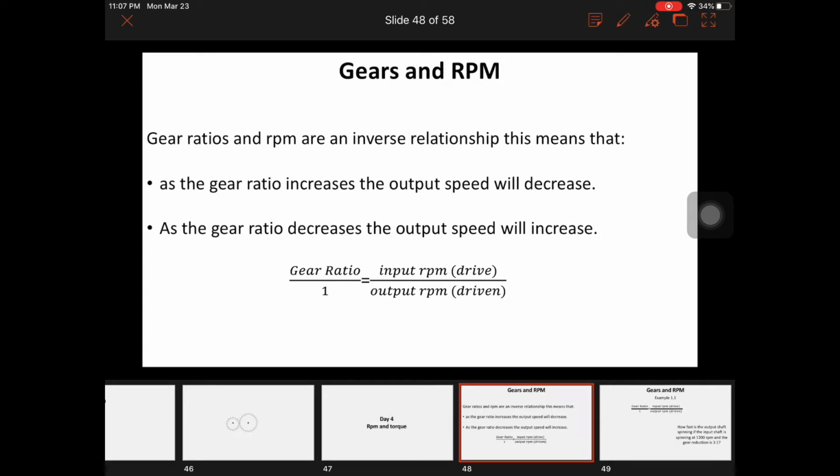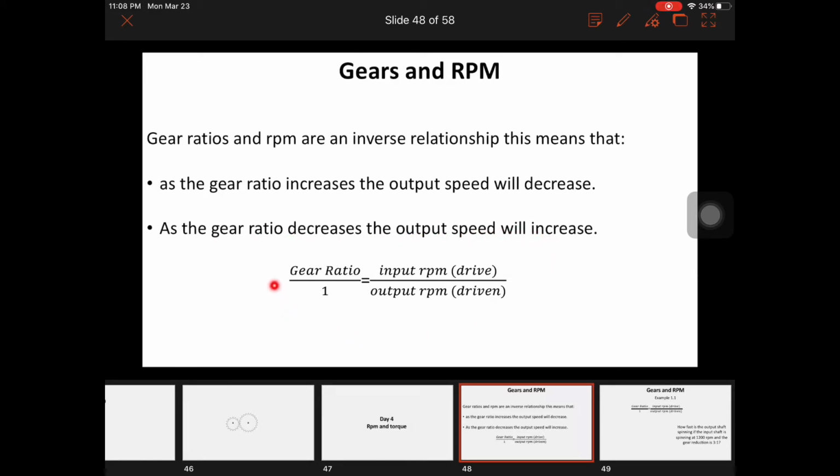So the important thing for us to know is that gear ratios and RPM are an inverse relationship. And this means that as the gear ratio increases, the output speed will decrease. And as the ratio decreases, the output speed will increase.